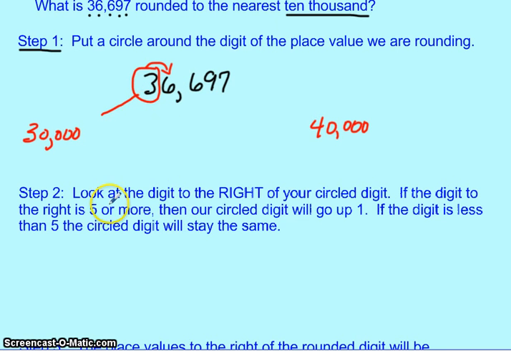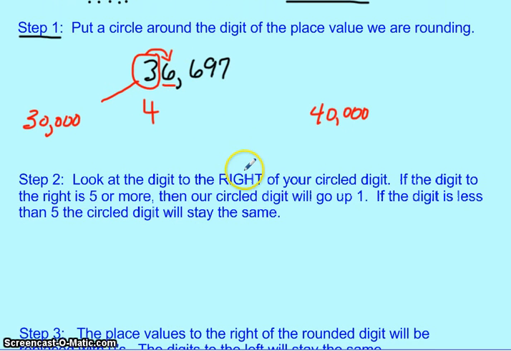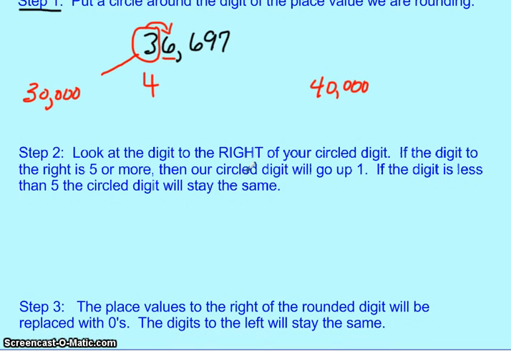So let's see if that makes sense in step 2. Look at the digit to the right. We see that it's a 6. If the digit to the right is 5 or more, then our circle digit will go up 1. So in this case, the digit to the right is 6, so our circled place value digit that we're rounding will go up to 4. And that makes sense because that's the next 10,000 up. If the digit was less than 5, then the circle digit would stay the same, but it's not. It's more than 5.